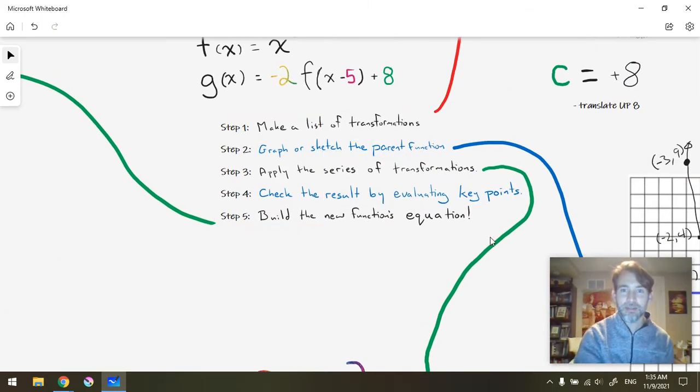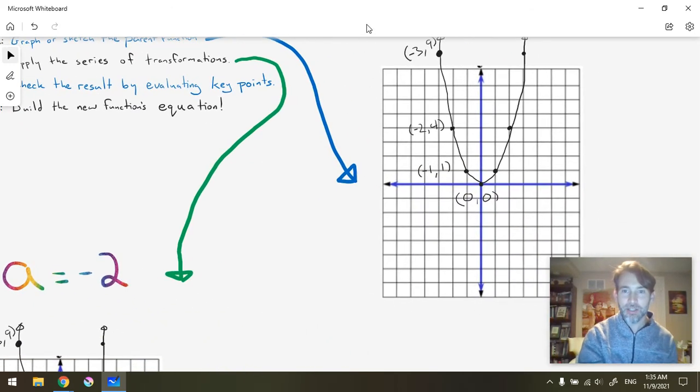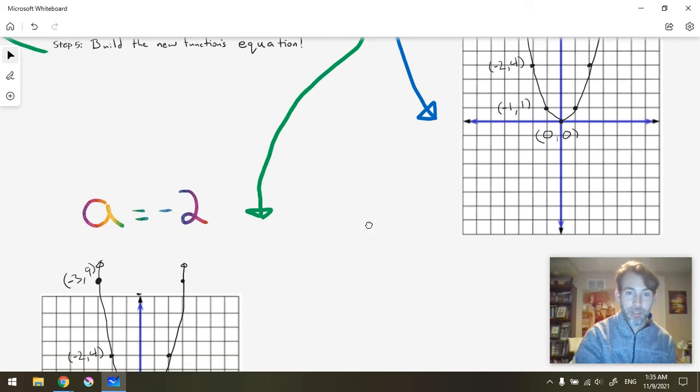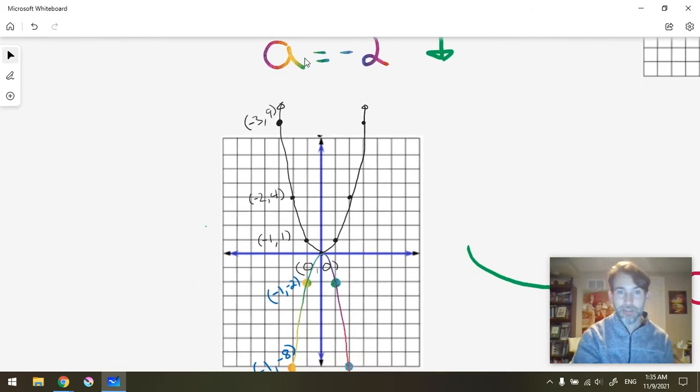Now graph the parent function, and you can include some key points. So I just included points on this side of the parabola, but you could label any points you want. And then you apply the series of transformations in order. So the first thing I would do is my multiplicative one. I don't have any K transformations, just an A. So this is the only multiplicative one.